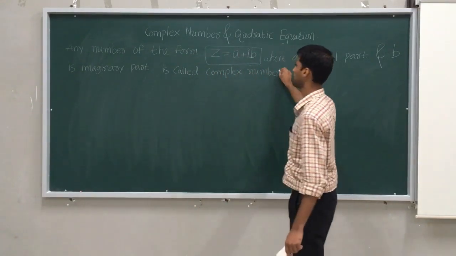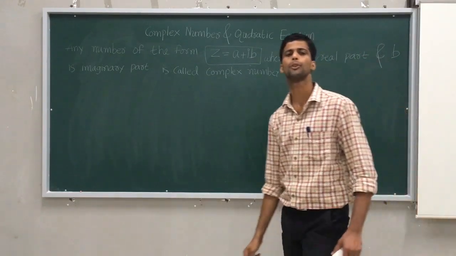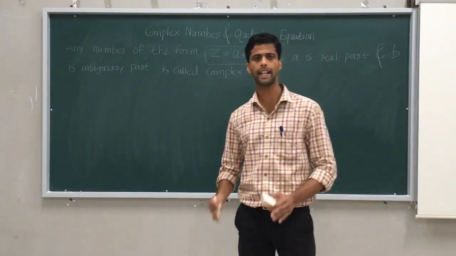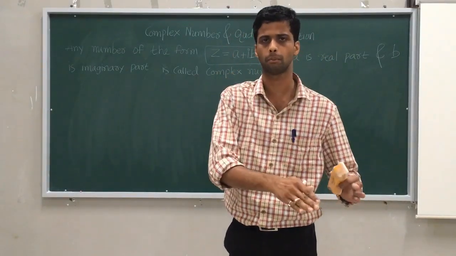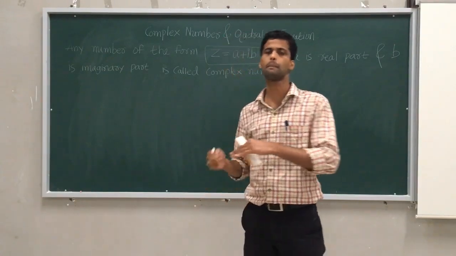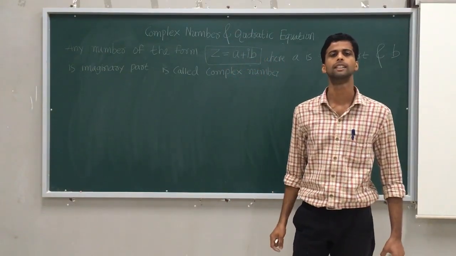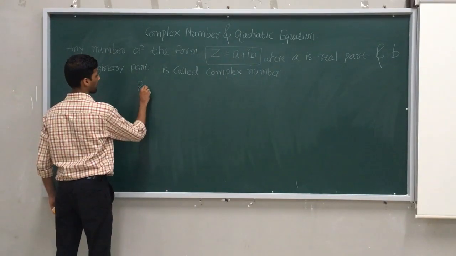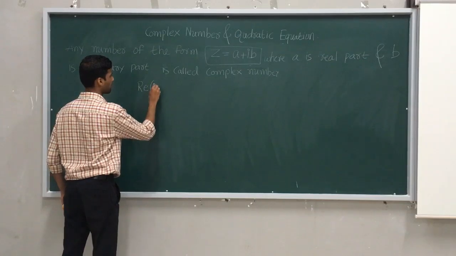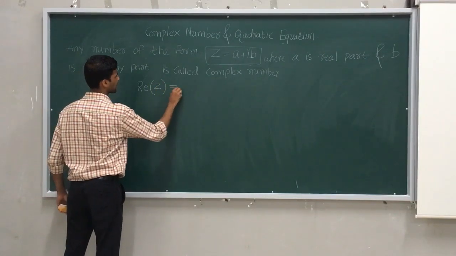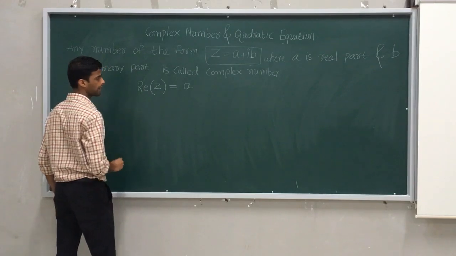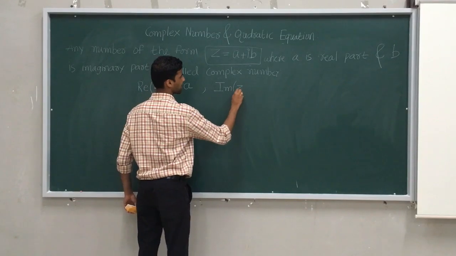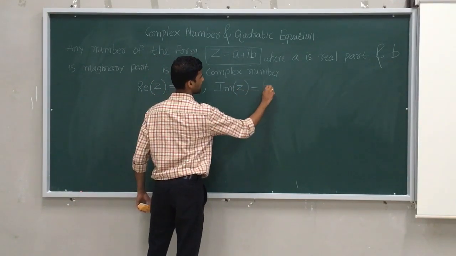Therefore, what is a complex number? Any number of the form z equal to a plus ib is called a complex number, where a is called the real part of that complex number z and b is called the imaginary part of that complex number z. Therefore, real part, I'll write shortly Re, real part of z, where z is a complex number. What is the real part of z? a. Now, what is the imaginary part? I'll write shortly Im, imaginary part of z, which is b.